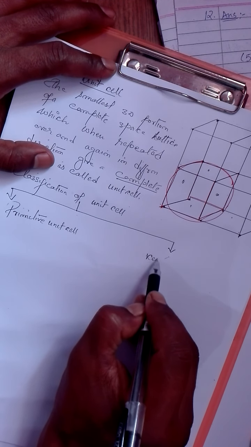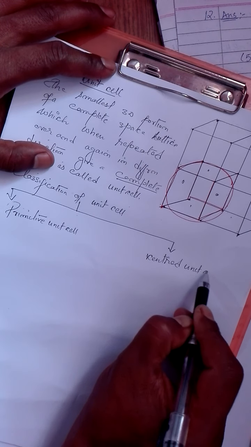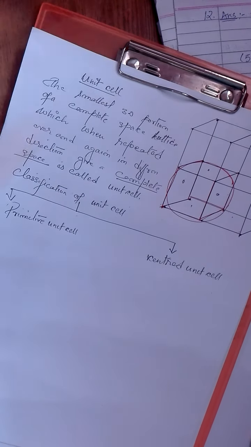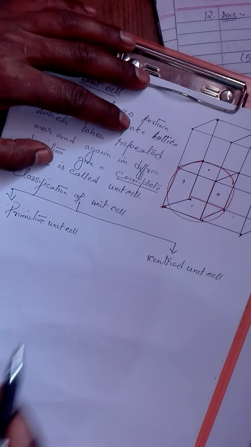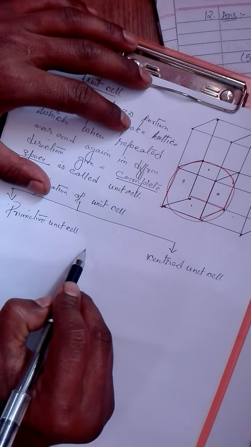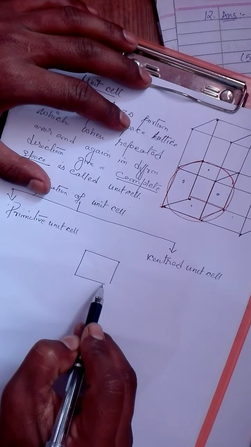I'll write here: centered unit cell. Primitive unit cell and centered unit cell. So based on the position of the constituent particles, these unit cells are classified into 2 types, known as primitive unit cell and centered unit cell. Before I continue with my explanation, here I'll take one example of a unit cell.